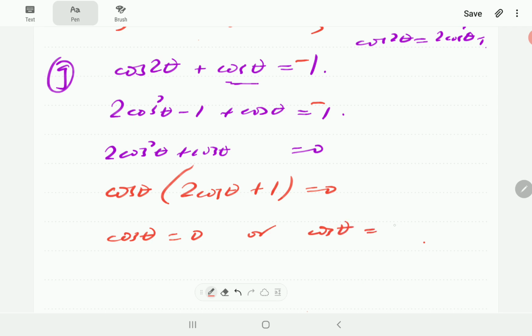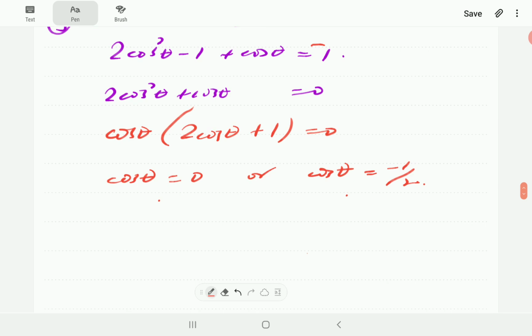It's going to be cosine theta is 0, which we solved in the previous example, and cosine theta is negative half, which we solved in part B. So you can refer to those ones.